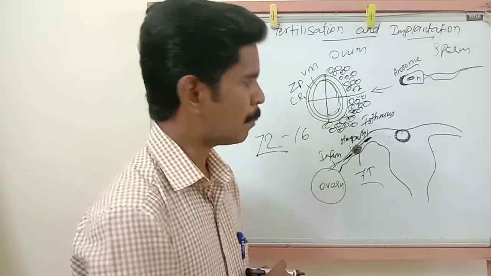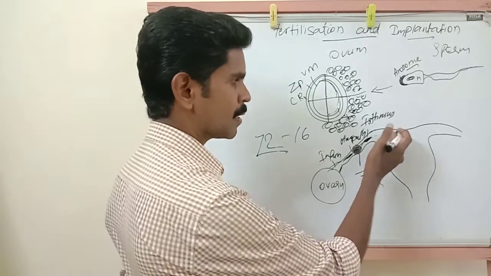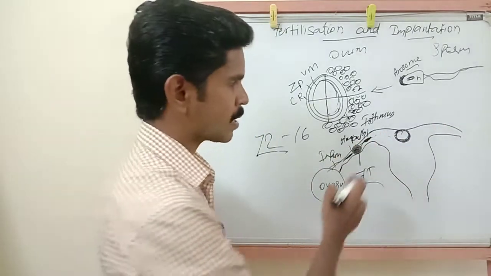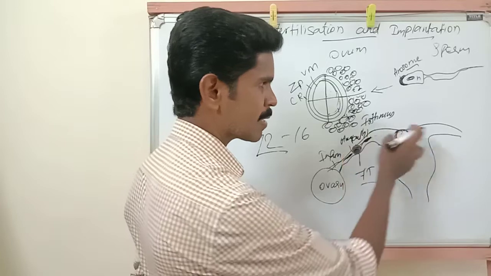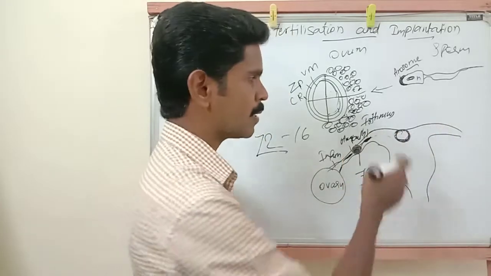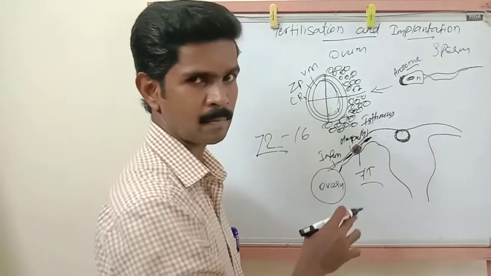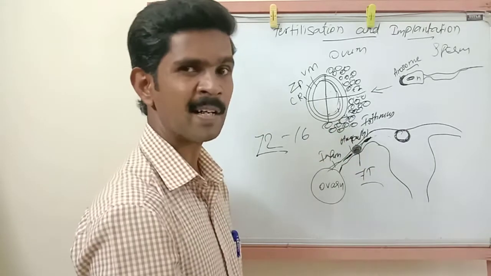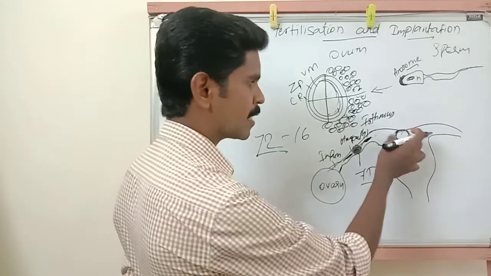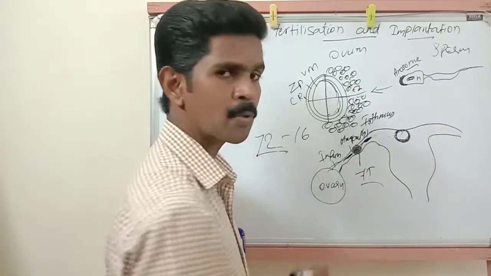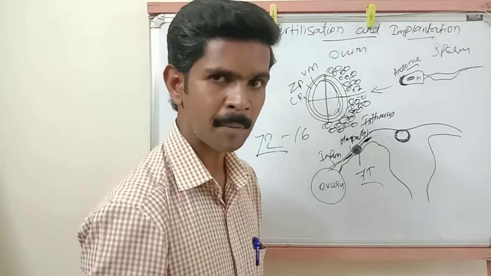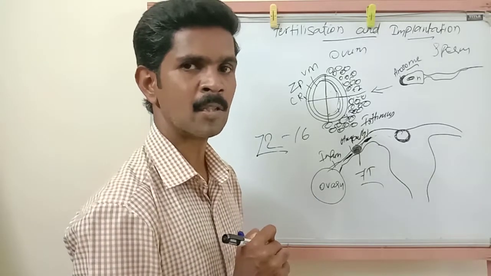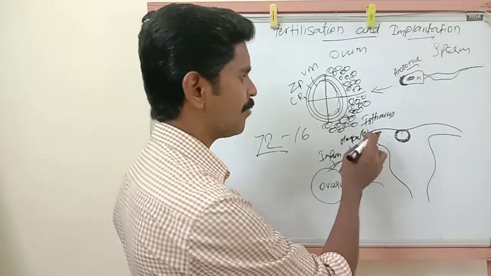Understand, my dear students? Maximum ectopic pregnancy takes place inside the fallopian tube. Normally the pregnancy is maintained inside the uterus, in the endometrium region of the uterus. But in some females, because of some reason, the pregnancy is maintained in the fallopian tube. So this condition is called ectopic pregnancy. 95% of ectopic pregnancies take place in the fallopian tube.